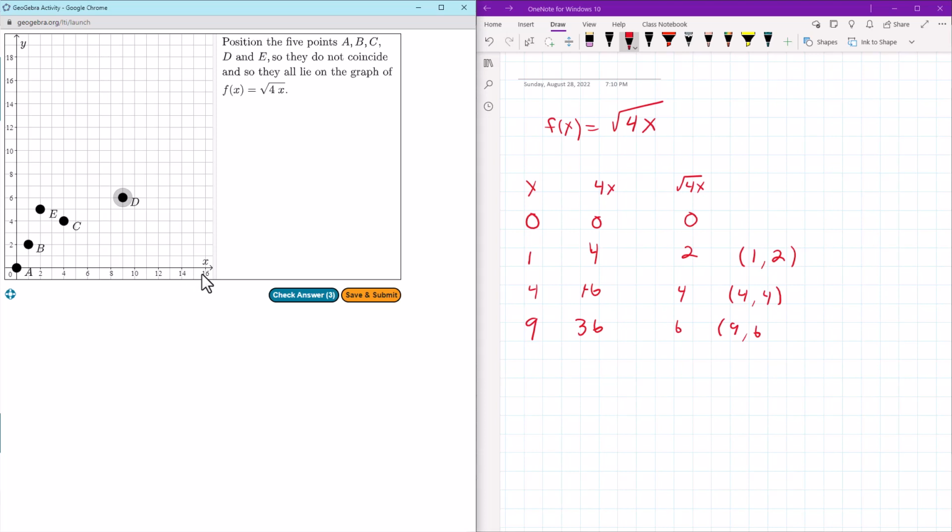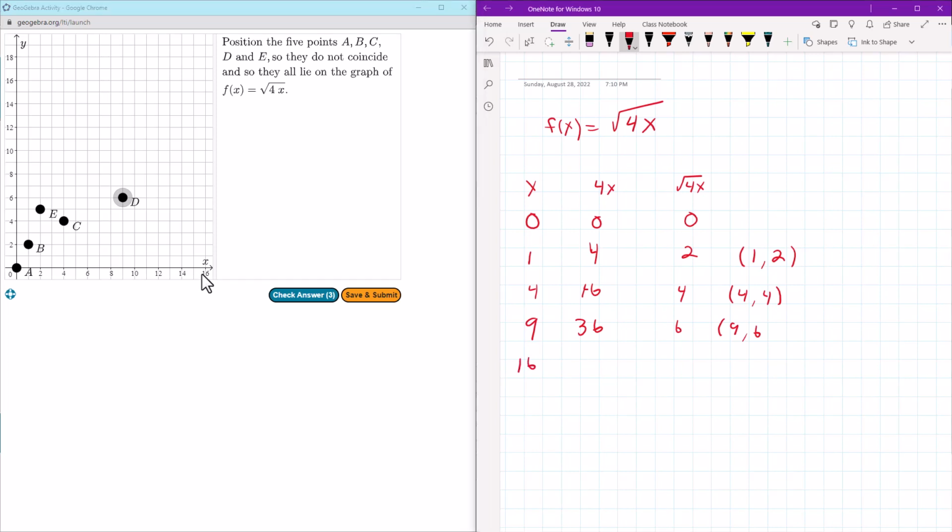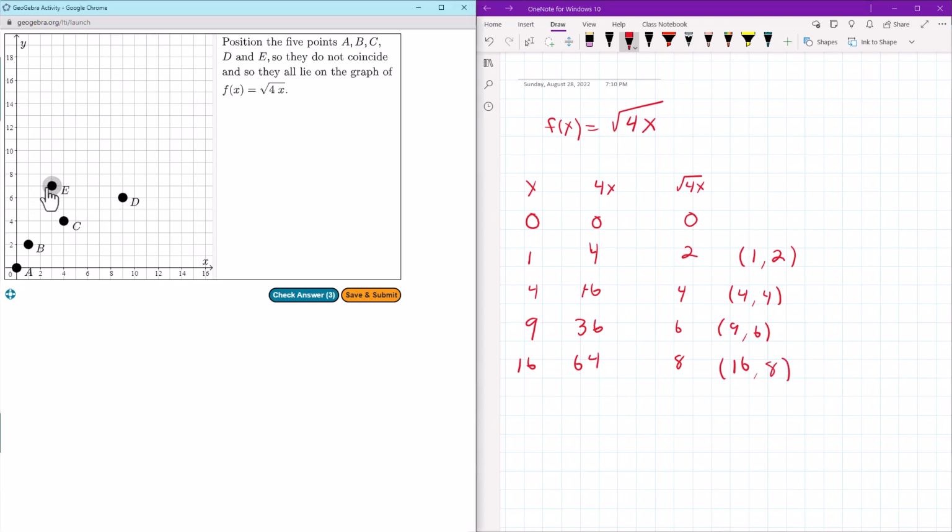So let's use x is equal to 16. 4 times 16 is 64. The square root of 64 is 8. So that's going to give us the point 16, 8. So we can take E, go up to 8, go over to 16, and that should be our graph.